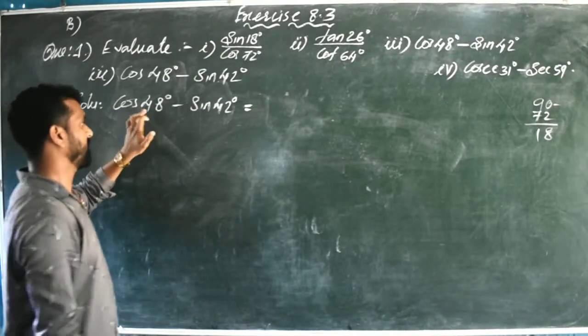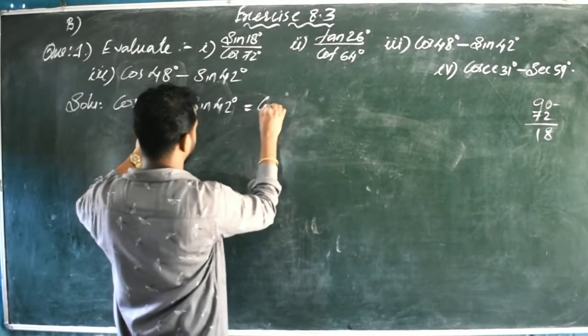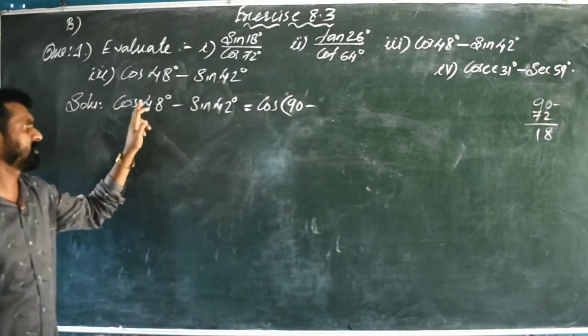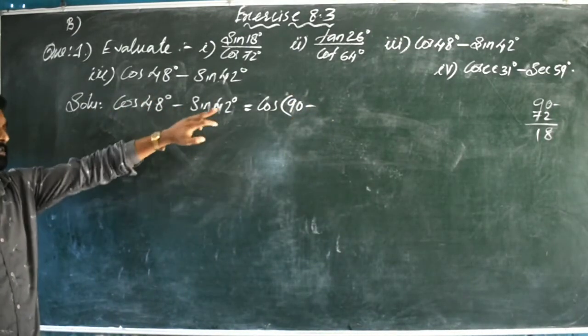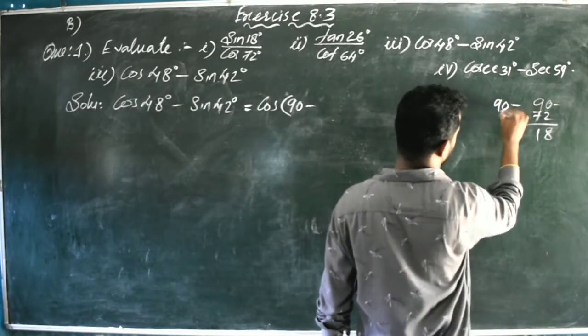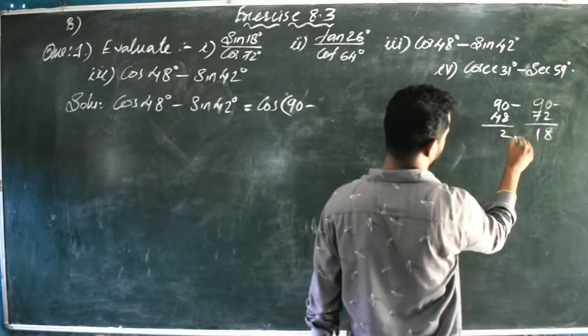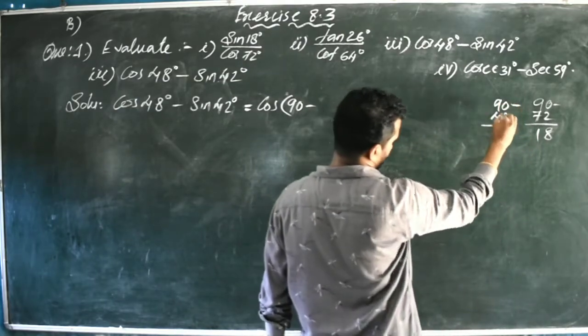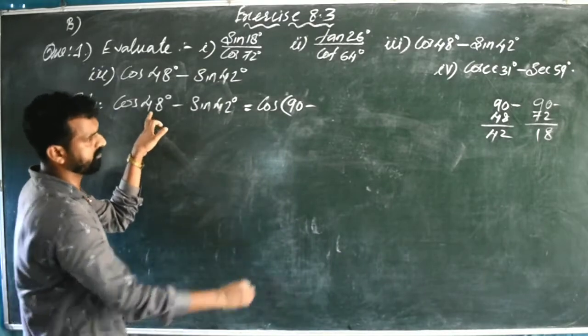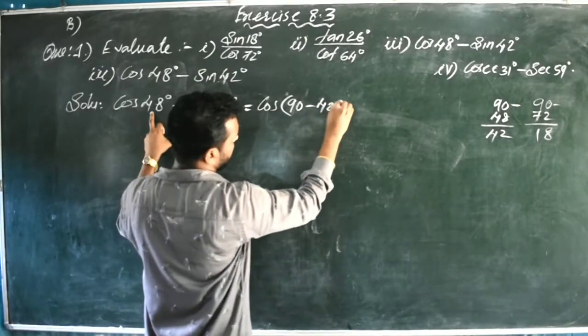Cos 48, this 48 I am going to change into 90 minus theta. That is, cos 90 minus which number is equal to 48? How can we find out? You subtract 90 minus 48, then you will get the answer. 90 minus 48: 10 minus 8, 2. Then remaining here 8. 8 minus 4, 42. So in place of 48, we can write 90 minus 42.